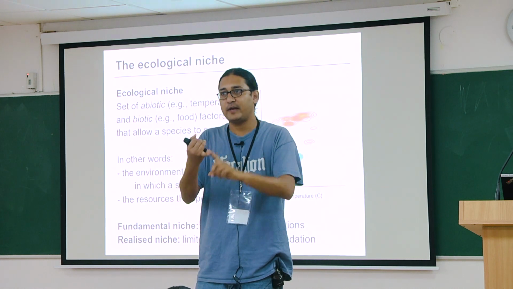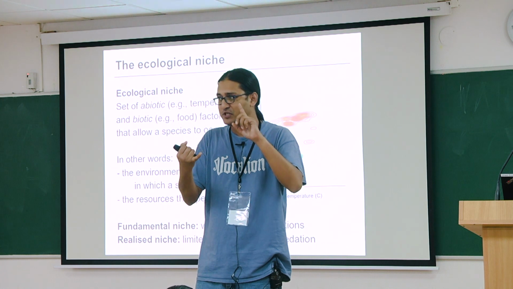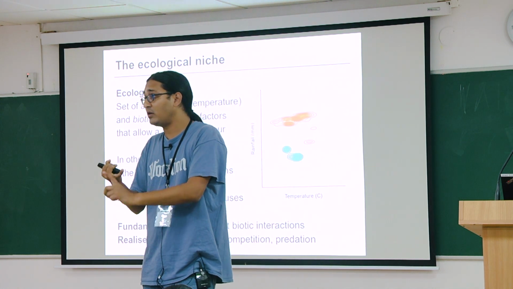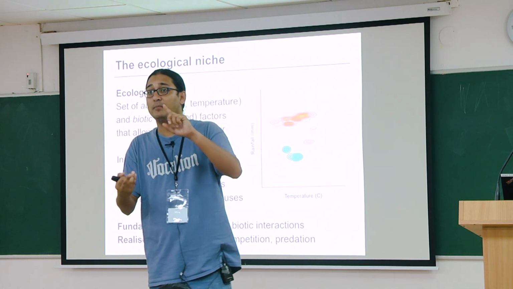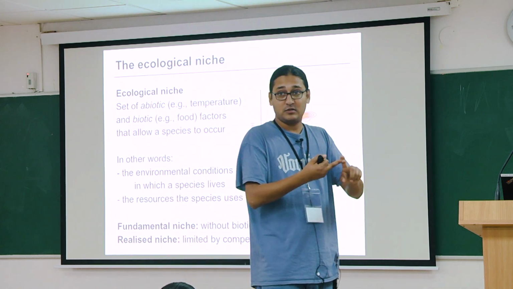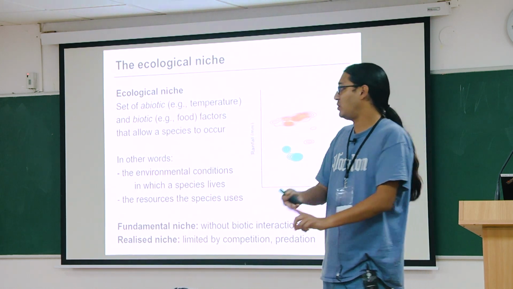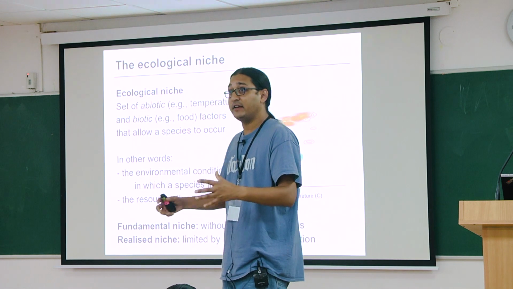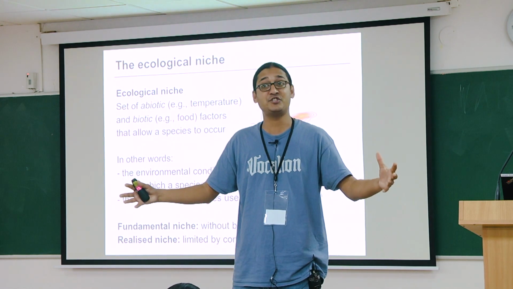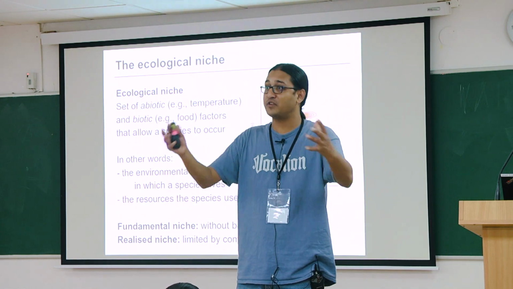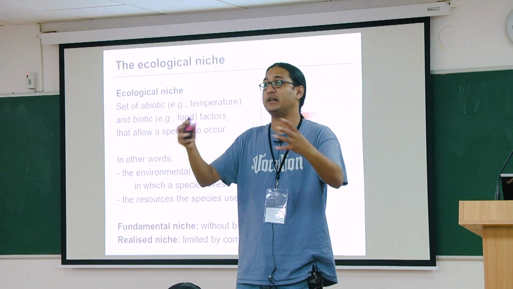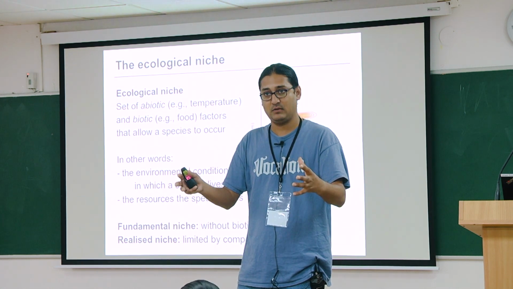So what temperatures can they tolerate? If you have a species, what temperatures can it tolerate? What rainfall does it require? These sorts of factors, humidity, and so on. So that is the fundamental niche. It can exist potentially in all those regions where temperature and rainfall requirements are met.